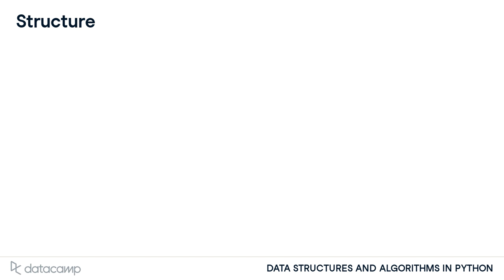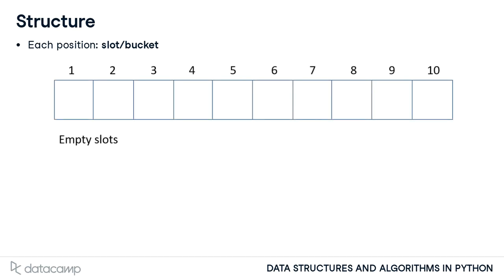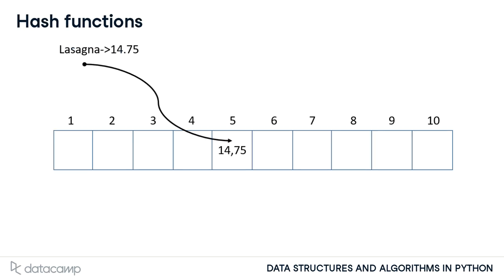In a hash table, each position is called a slot or bucket. When we create a new hash table, every slot will be empty. When we add a new element to a hash table, there will be a mapping between the key and the slot where the value will be stored. In this example, the lasagna key will be mapped to number 5. This mapping will be performed thanks to a hash function.